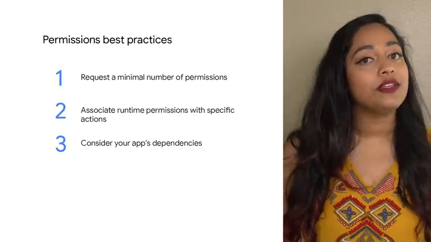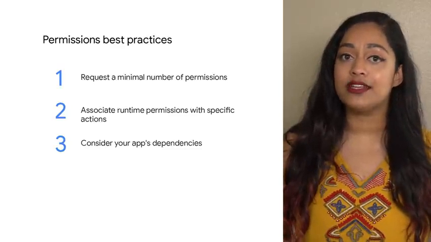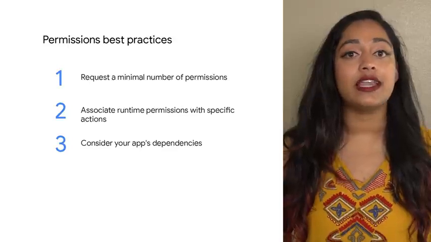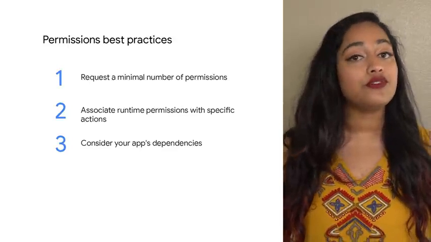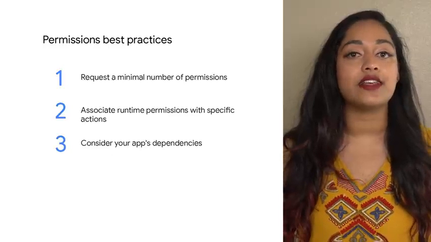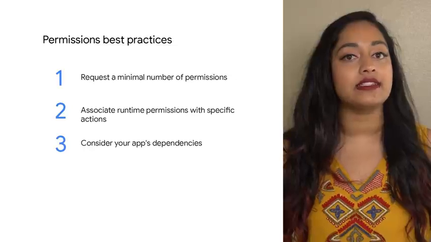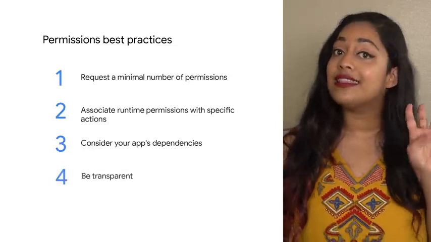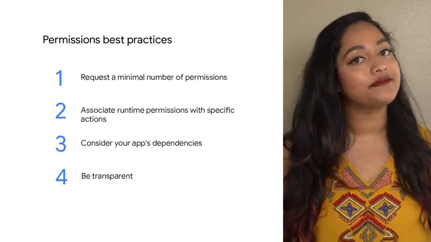Third, when you include a library, you also inherit its permissions requirements. Be aware of the permissions that each dependency requires and what those permissions are used for. Android 11 introduced a data access auditing API to gain insights into how your app and its dependencies access private data. Lastly, be clear about what you're accessing and why.